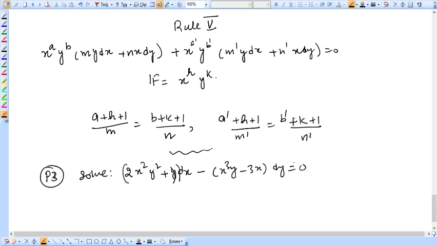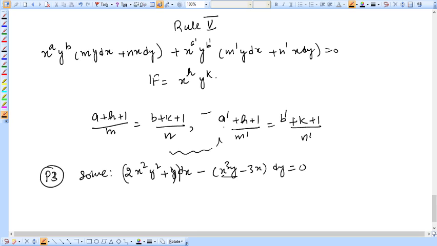Then you will be checking rule number 1. Rule number 1 is not applicable here because this is a non-homogeneous equation. Secondly, rule number 2 is also not applicable because you are not encountering x and y together. If you see this term, the x cube is with y. If it had been x cube with y cube, then it would be fine. We could have thought about rule number 3 or rule number 2, but this is not the case.